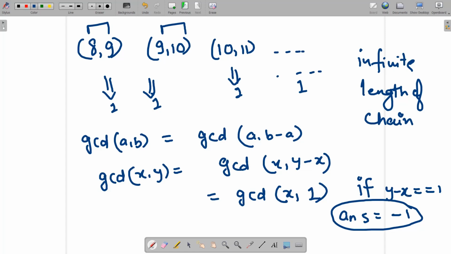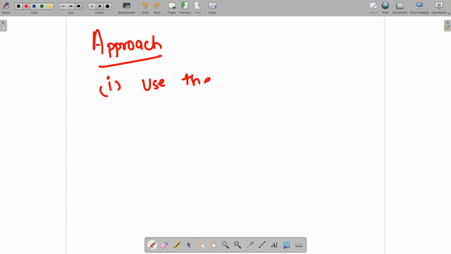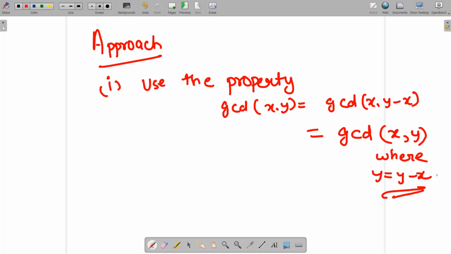So what about the other case? If the answer is not going to be minus 1, how do you find the suitable answer, the maximum length of the chain? Let's try to figure it out. Let me write down the approach. We will use the property that GCD of x, y must be equal to GCD of x, y minus x. So first you will transform y to y minus x. Then this can be written as GCD of x, y, where we have transformed y equal to y minus x. After doing that, you need to find the maximum length of the chain that you can extend. Now this is going to be important. Let's see how we are going to do that.